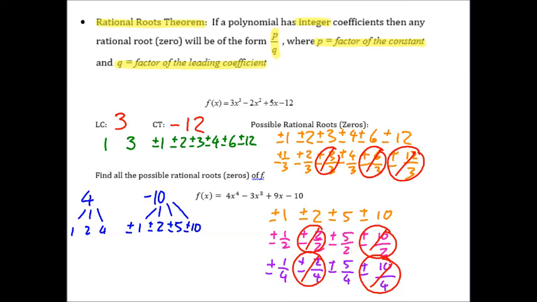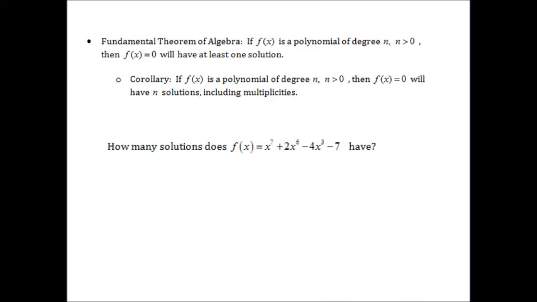Let's now talk about a very important theorem of algebra. As the name already says, the fundamental theorem of algebra. And it says that if f of x is a polynomial of degree n, and n is a number greater than 0, then f of x is equal to 0 will have at least one solution. But this theorem also has a corollary. Corollary really means an extension.